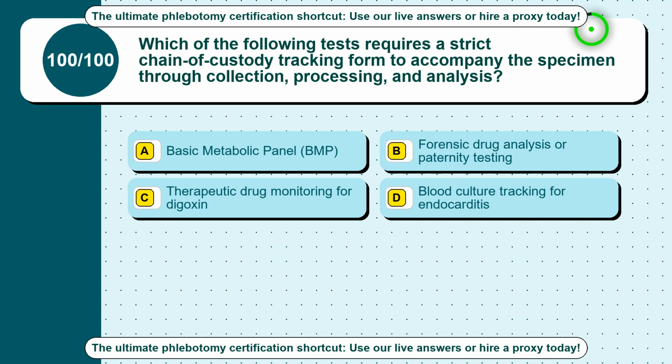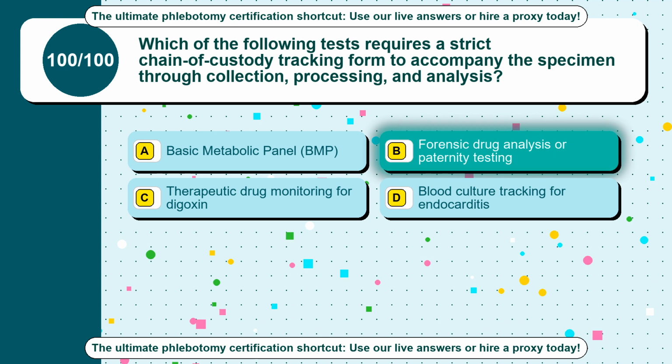Question 100. Which of the following tests requires a strict chain of custody tracking form to accompany the specimen through collection, processing, and analysis? Option A, basic metabolic panel, BMP. Option B, forensic drug analysis or paternity testing. Option C, therapeutic drug monitoring for digoxin. Option D, blood culture tracking for endocarditis. The correct answer is option B.